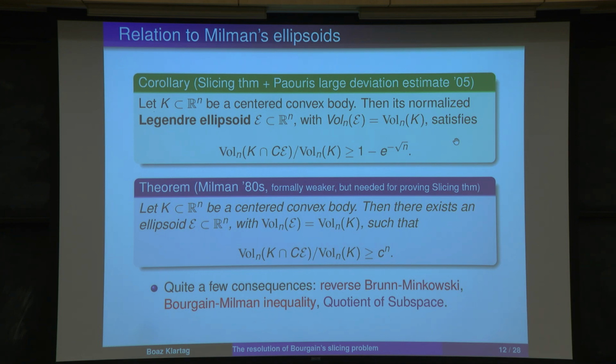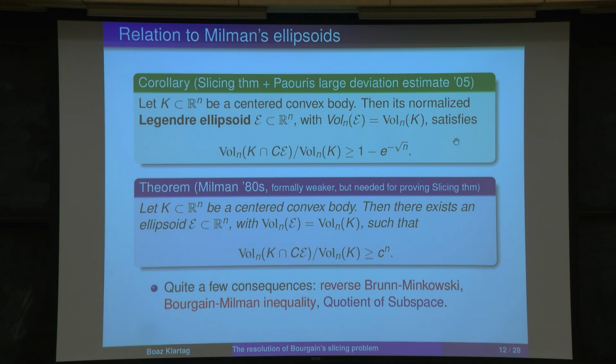I told you we have this convex body K in Rn, and we have this Legendre ellipsoid. This, by the way, combines the slicing theorem with a beautiful large deviation estimate of Paouris from 2005. If you have a centered convex body K in Rn, take its Legendre ellipsoid and normalize it to have the same volume as K. This is like the second order approximation of K. Now, what happens if you scale the Legendre ellipsoid by a factor of 5? As it turns out, it captures all of the mass of K, really everything, except for a tiny mass that remains.